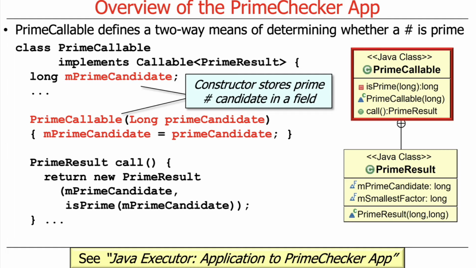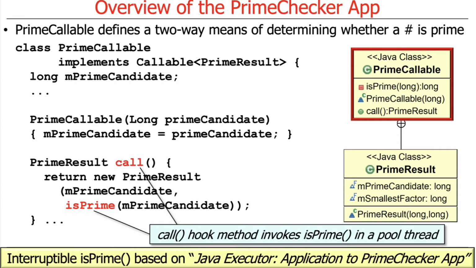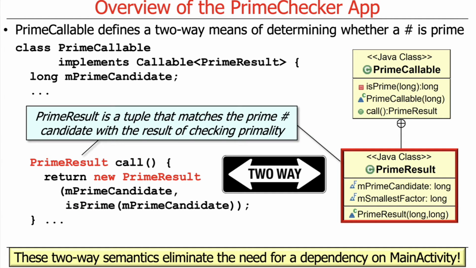Here's the constructor. You can see it just stashes away the prime candidate for computation in a thread in the thread pool. Here's the call method. The call method is what's invoked automatically by the executor service when it's time for this particular PrimeCallable task to run, and this gets called back by one of the threads in the pool of threads, and it calls the isPrime method. And we'll take a look at isPrime because isPrime is a little cooler this time too. What comes back from this is something called a PrimeResult.